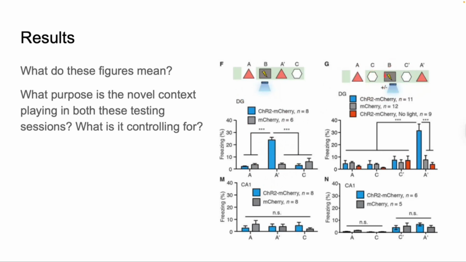Then for this one, they do the same thing, but they put context C right before the foot shock pairing, and then they move context C to before context A. Yeah? So give me an idea. Why do you think they would first expose them to context C, then do the foot shock pairing, and then expose them to context C again? Why would that be important?